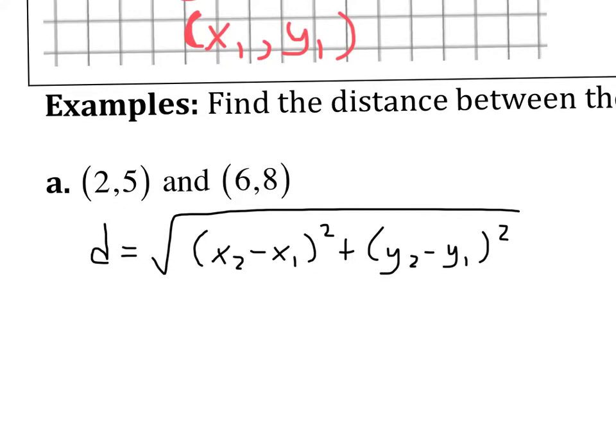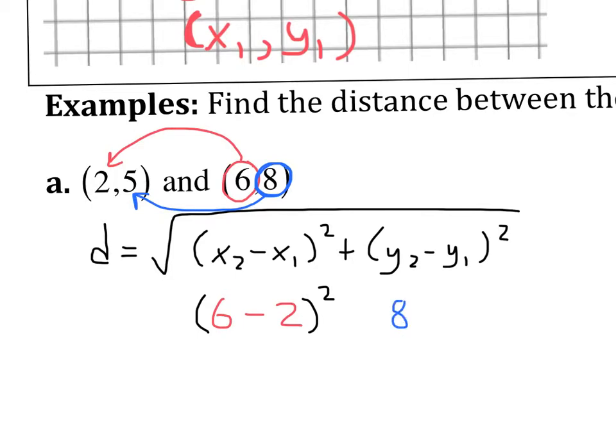Now, you do not have to draw these, but it might be helpful. Here is my second x, and I'm going to subtract that 2. So I'm just going to write it right there. I'm going to say 6 minus 2. I'll put that in parentheses, and I'm going to square it. Now I'm going to take my second y and subtract the 5. So 8 minus 5. Don't forget to bring down the plus, the parentheses, the square, and the radical.